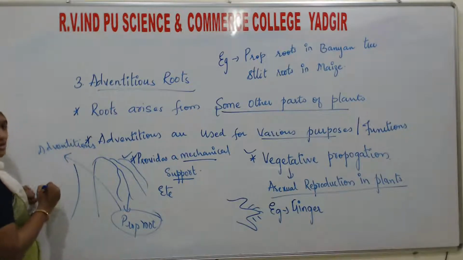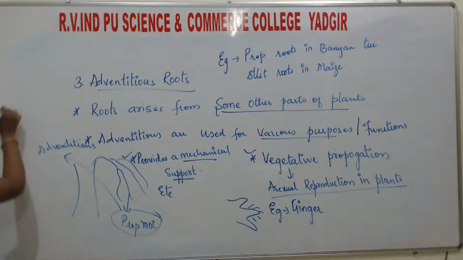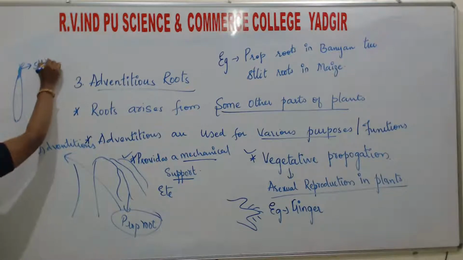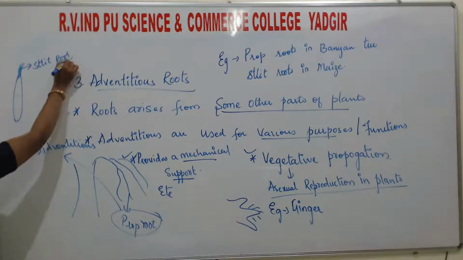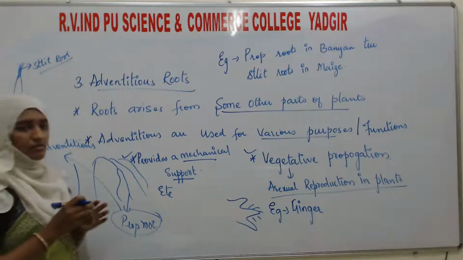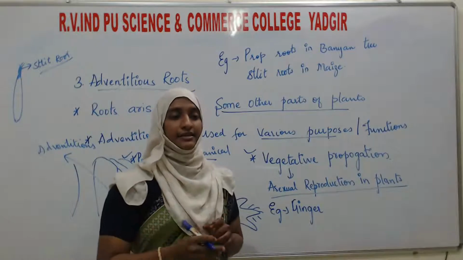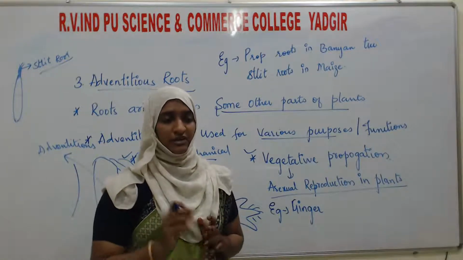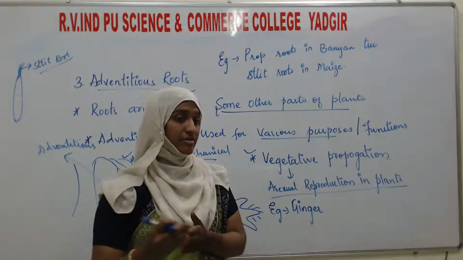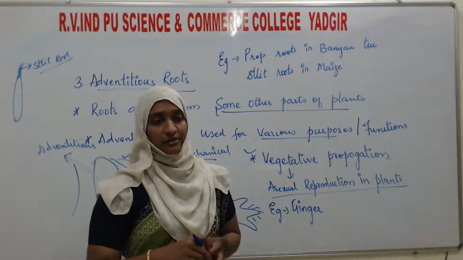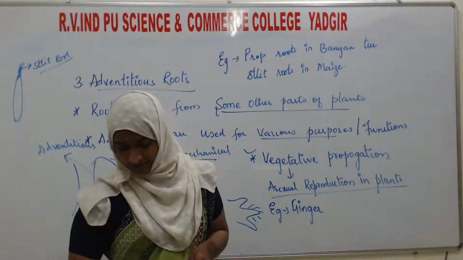Except this one, you have seen the maize. How is it? Like this. The roots will be arising from this end. Okay, and these roots are known as the stilt roots. From the leaf covering, from there the roots are going to arise, and those roots are known as the stilt roots. Okay, so these are the examples which are arising from parts other than the radical. That is known as the adventitious roots. Okay, so this is about the adventitious root.